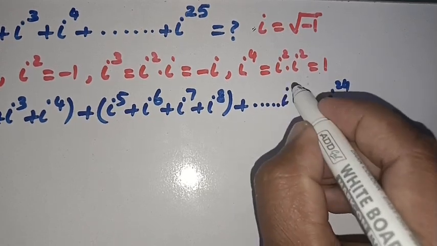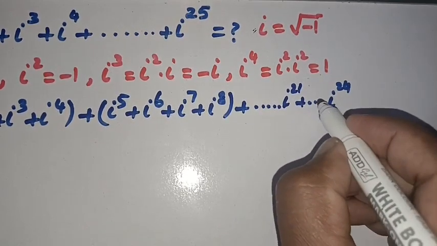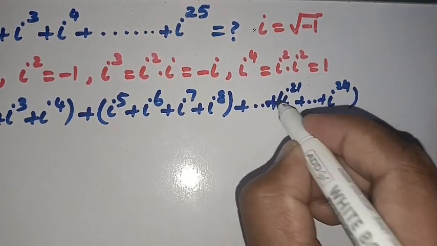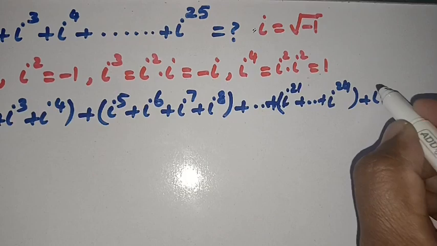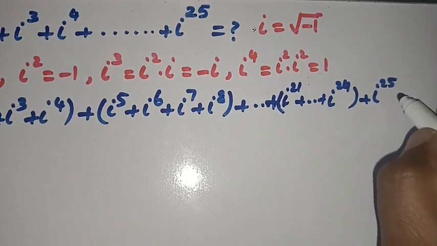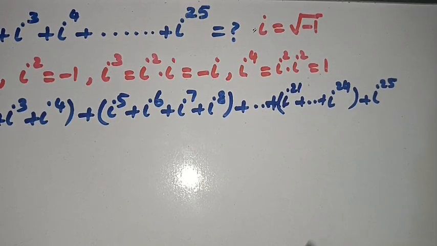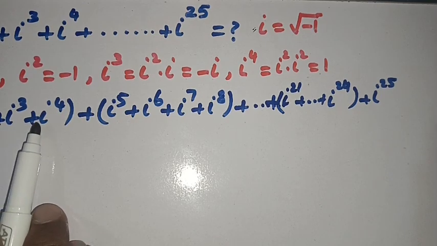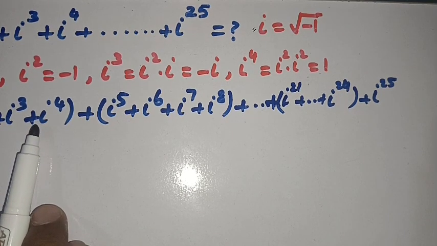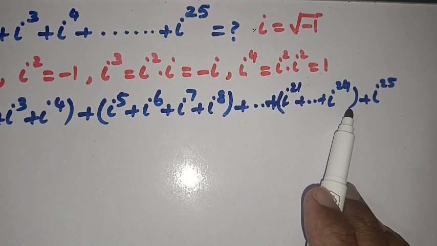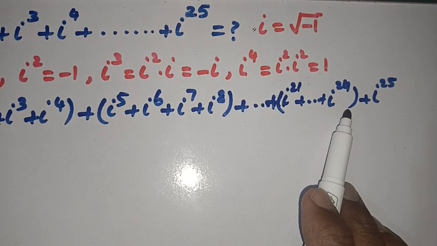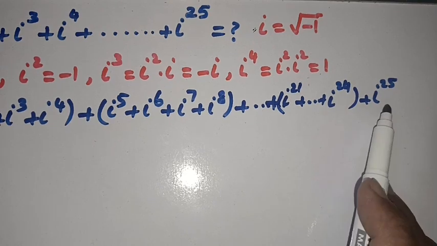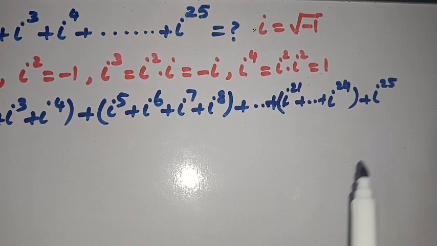So that means i to the power of 21 to i to the power of 24 will be our last group, and finally i to the power of 25 is not present in any group. We write it here. Now if we count, there are four terms in each group. So we get six groups, because 6 into 4 is 24 elements, and finally we have i to the power of 25.